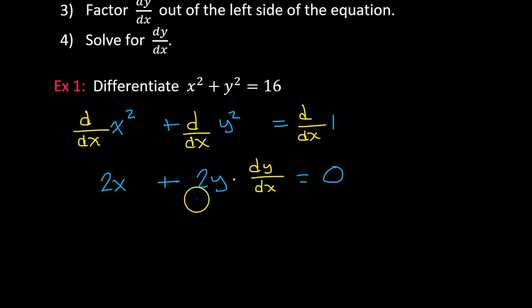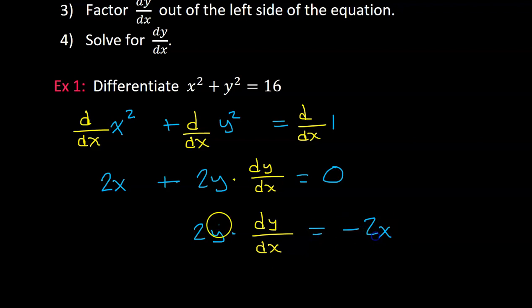Okay, so the term 2x does not have a dy dx, so I'm going to move that to the right side of the equation. So I'm going to end up with 2y times dy dx is equal to negative 2x. I've just subtracted the 2x from both sides.